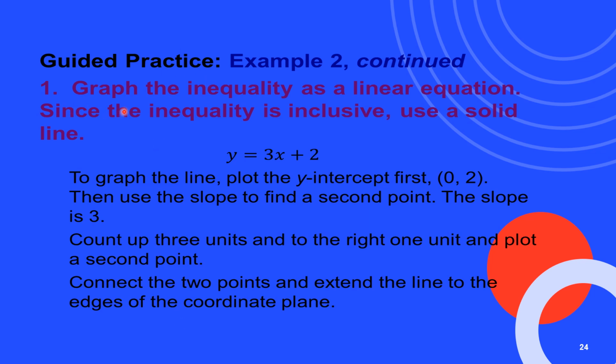All right, so first, graph the inequality as a linear equation. Since the inequality is inclusive, use a solid line. So, as the equation, we have y is equal to 3x plus 2. To graph the line, plot the y-intercept first, that is 0, 2. Then use the slope to find the second point. The slope is 3. Count up 3 units and to the right 1 unit and plot the second point. Connect the 2 points and extend the line to the edges of the coordinate plane. Okay, on the next page, let's do it.